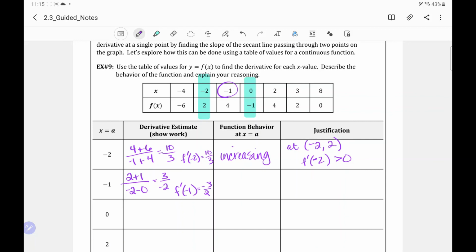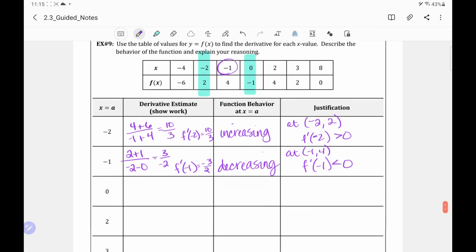What does a negative slope on the tangent tell us? That the original function is also decreasing. What's our justification? F prime of -1 is less than 0. And we should go ahead and write our x point at -1, 4. F prime of -1 is less than 0.